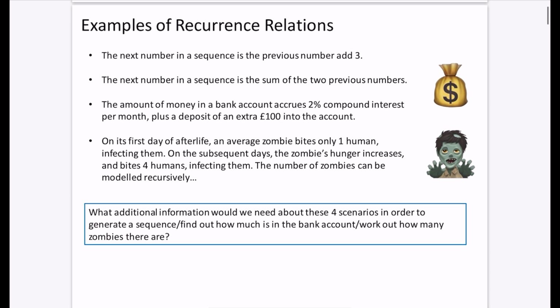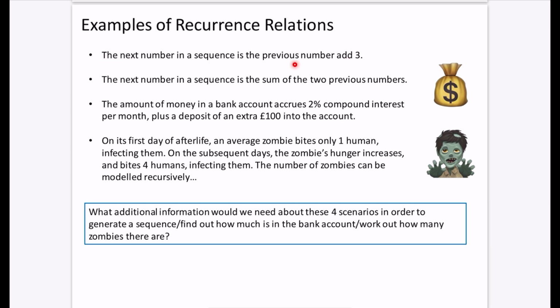So I've got 4 different bullet points of some of these things here. The first one is an example of a recurrence relation because the next number in a sequence is the previous number add 3. So to keep finding the next thing in the sequence, we are recursively adding 3 onto the previous number. So it's a kind of recurring pattern of things that happens.